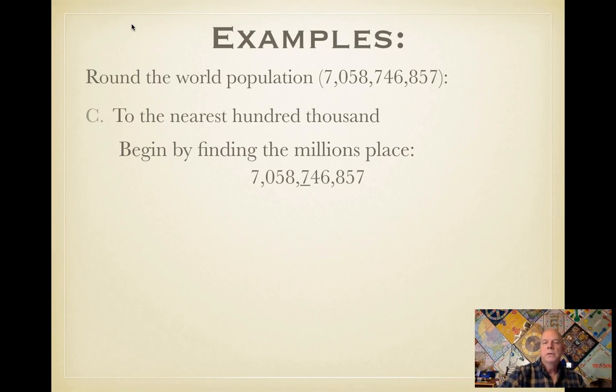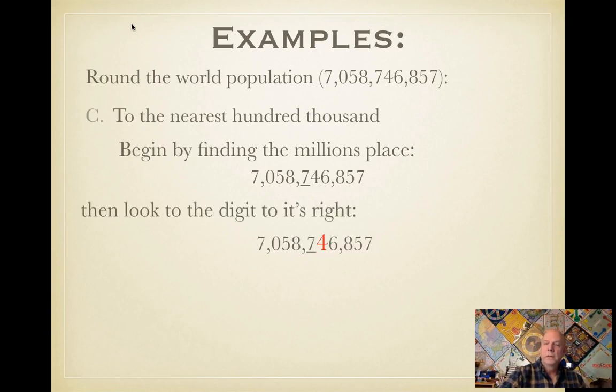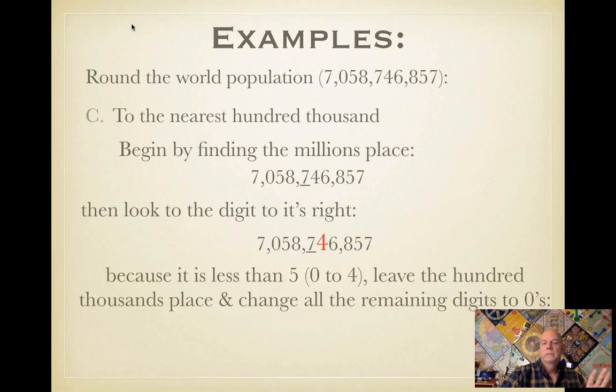Okay, and so the 7 is there. We need to look to the digit to the right, and it's a 4 this time. Now this is our first one where it's been under 5. Because that digit is under 5, 0, 1, 2, 3, or 4, we don't do anything to the 7. We just leave it there. We don't add 1 to it. We leave the 7 the way it is, because this number is closer to 700,000 than it is to 800,000. So we round this number off to 7,058,700,000.